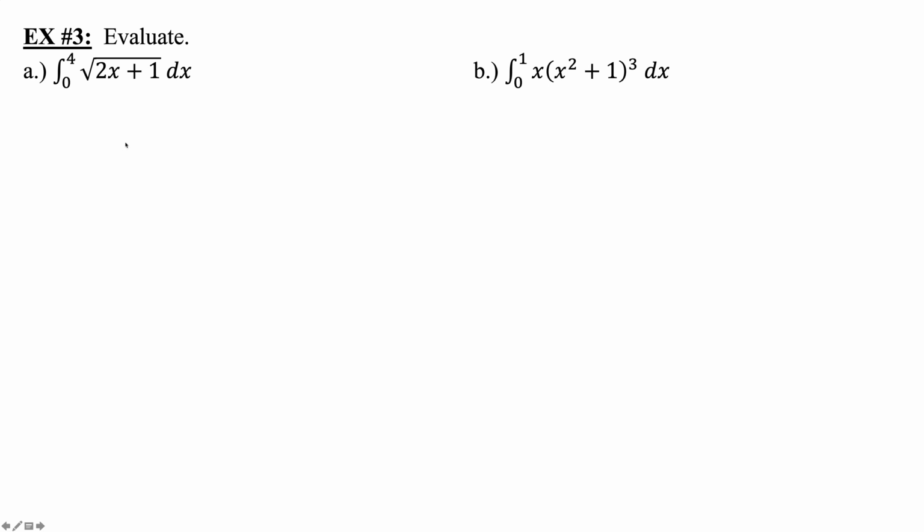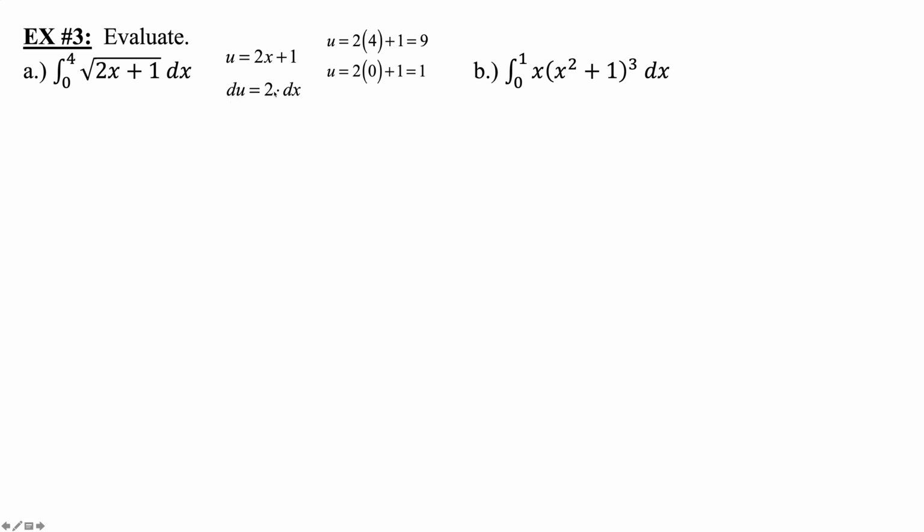So here's an example. From 0 to 4, square root of 2x plus 1. I think we did this before, but we didn't have the boundaries. So remember, we let u equal 2x plus 1. All right, now we're going to let x be 4, that's our upper bound, and plug it in. 2 times 4 is 8 plus 1 is 9. That's the upper bound. Then put in the 0. 2 times 0 is 0 plus 1 is 1.